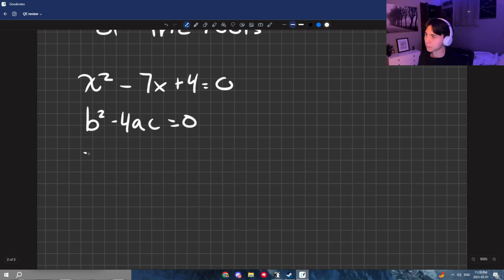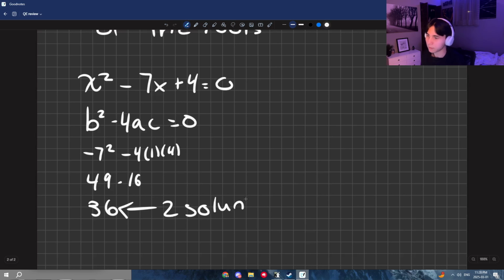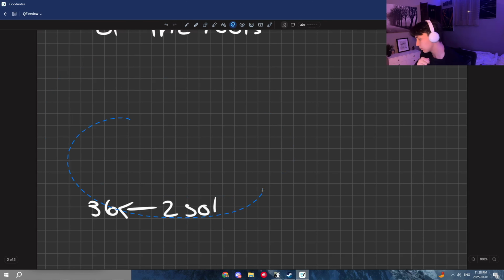So if we just replace our numbers in our discriminant here, we have 49 minus 4 times 1 times 4, so 49 minus 16, and we get 33. Or sorry, we get 36 as our discriminant. If our number is positive when we plug in our discriminant, that means we have 2 solutions. So in this case, we have 2 solutions. I'm going to give another example just for you guys to test this out.